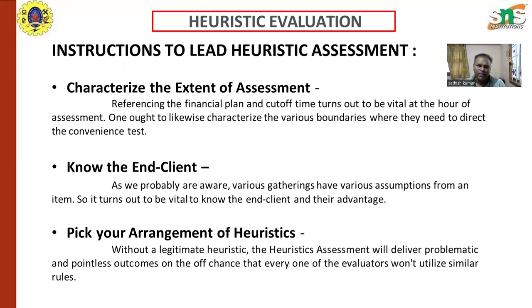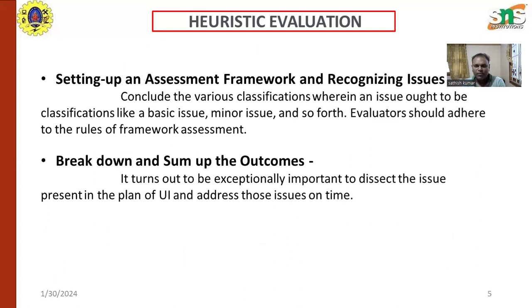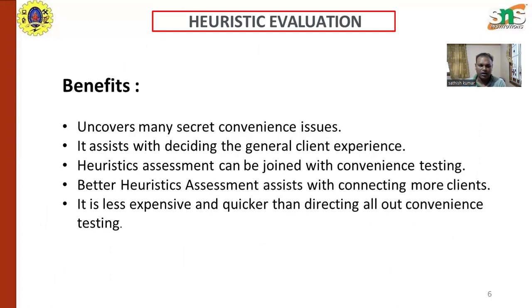Here are the main steps to conduct the heuristic assessment: define the scope of the assessment, know the end user, pick the set of heuristics, set up the assessment framework, record issues, and analyze the results. Here are some of the benefits. It uncovers many hidden usability issues. It assists in designing for general user needs. Heuristic assessments can be combined with usability testing. A better heuristic assessment helps to connect with more users. It is less expensive and quicker than conducting full usability testing.